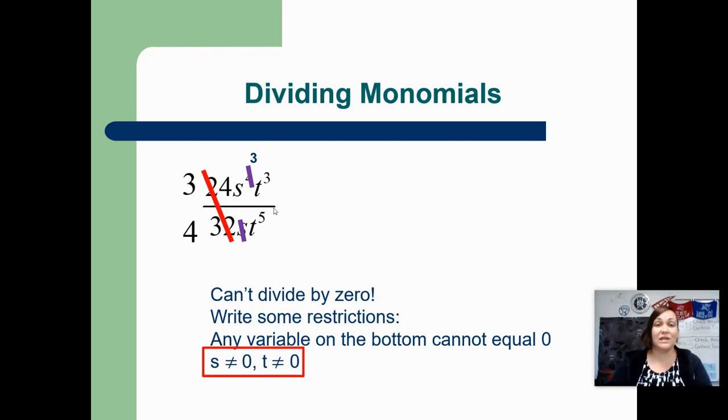For my t's, I have 3 t's on top and 5 on the bottom. So we have to cancel 1 for 1. So 1, 2, 3. The 3 t's on top will cancel out 3 of the t's on the bottom, leaving me with just 2 t's on the bottom. And so the simplified answer for this question is 3s to the third over 4t squared.